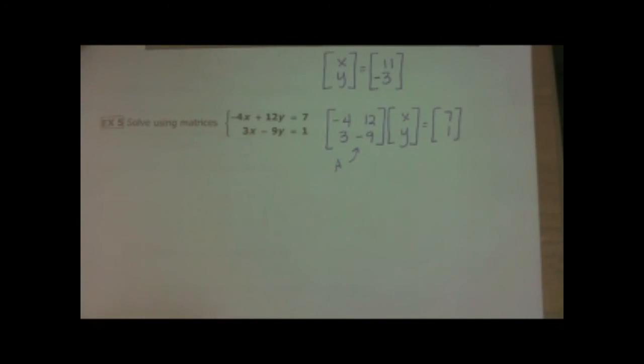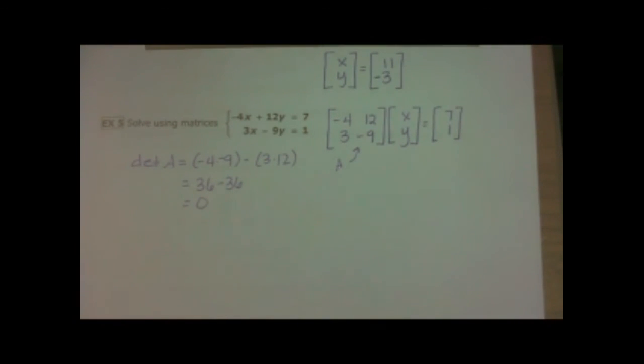So we've got -4, 3, 12, -9 times xy equals 7, 1. And this is A. So the first thing that we're going to do is find the determinant of A. So we've got -4 times -9 minus 3 times 12 gives us 36 minus 36 equals 0.